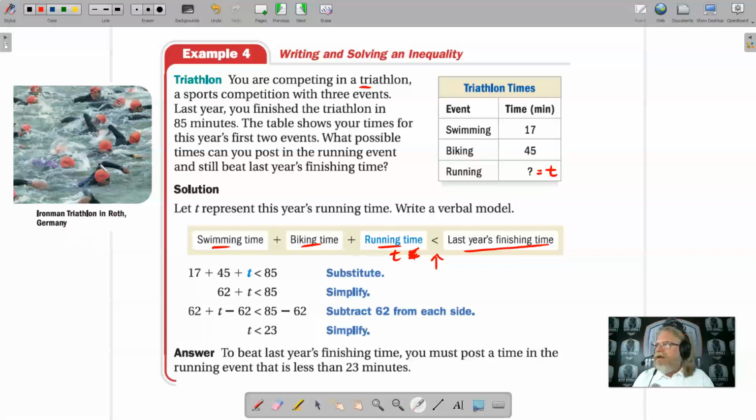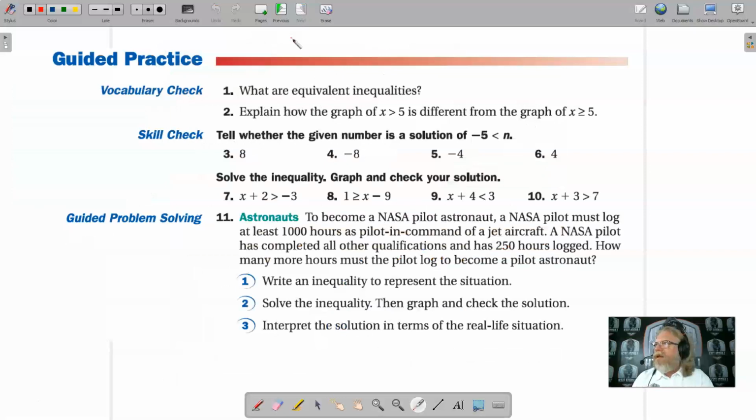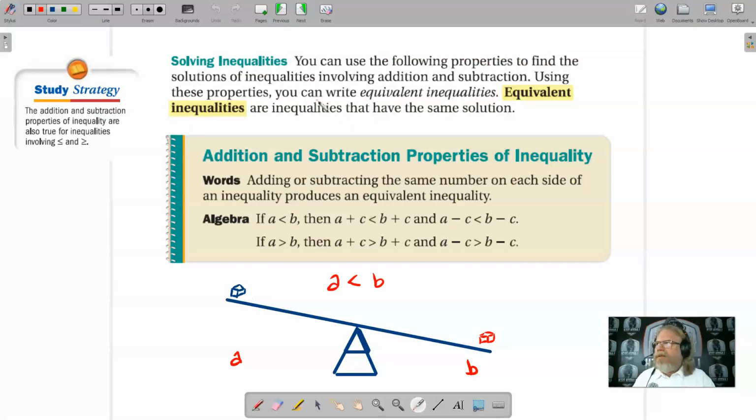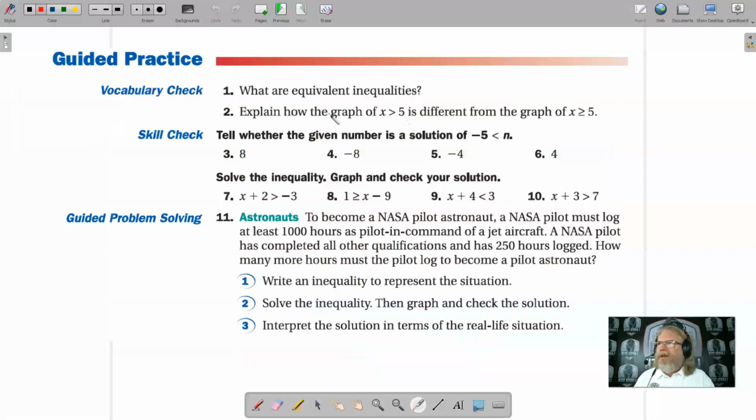So a bunch of people out there in the water swimming. All right, for a guided practice, what are equivalent inequalities? Well, if we look back here on this page, we see that equivalent inequalities are inequalities that have the same solution. So if you have two inequalities and their solutions happen to be exactly the same, then they are indeed equivalent inequalities. Next is explain how the graph of x is greater than 5 is different from the graph of x is greater than or equal to 5.